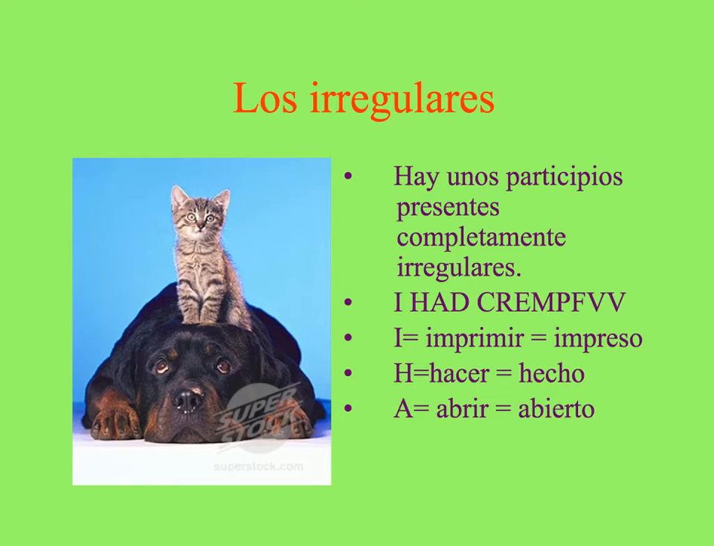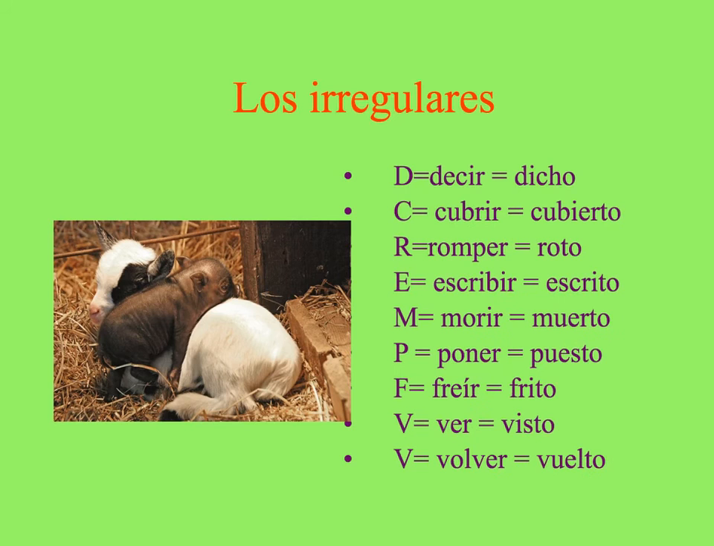Here are the irregular past participles. I stands for imprimir, which means to print, and it's impreso. H for hacer, right, to make or to do, and it's hecho. A for abrir, to open, and it's abierto. Continuing with the irregulars, D for decir, to say or to tell, dicho. C for cubrir, to cover, cubierto. R for romper, to break, roto. E for escribir, to write, escrito.